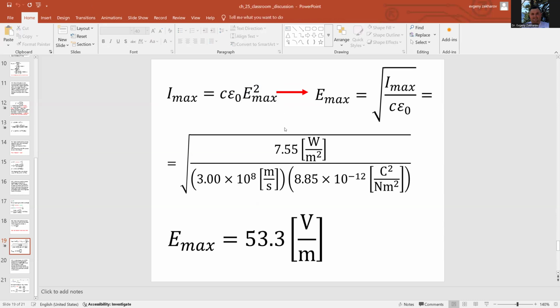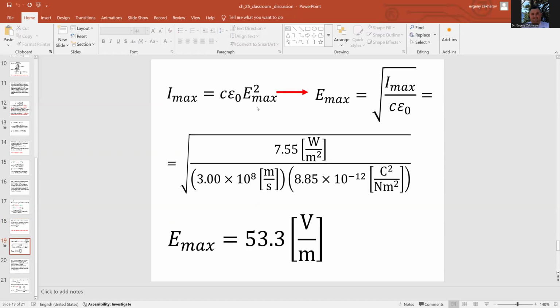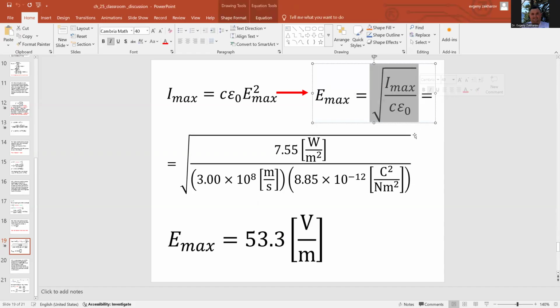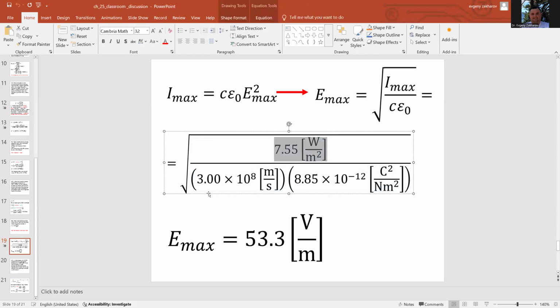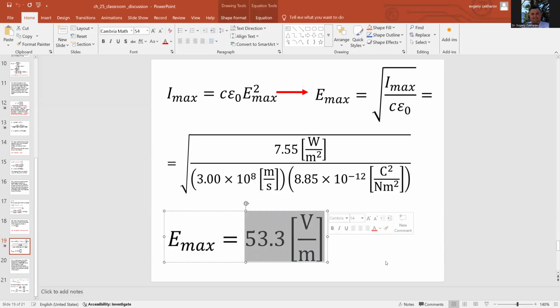So if you want to solve for the field, then it's the radical on both sides, divide both sides by c epsilon sub 0. That's what you get from algebra, and plug in what's given. You have the intensity given, the speed of light is a constant, and the permittivity of free space. Do the math, grab your calculators, make sure you're getting the same values.